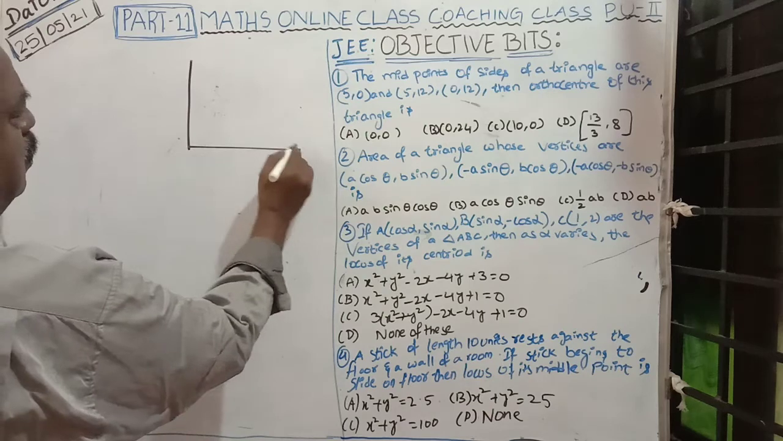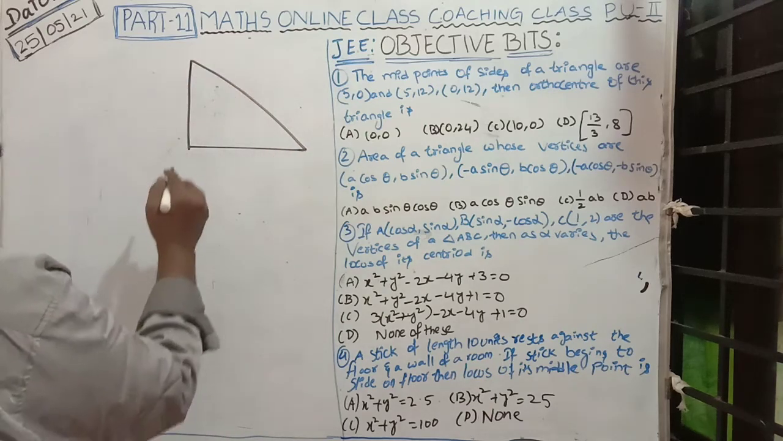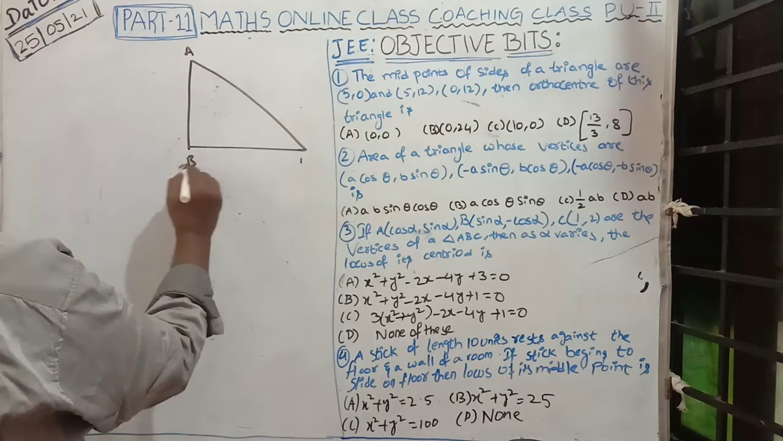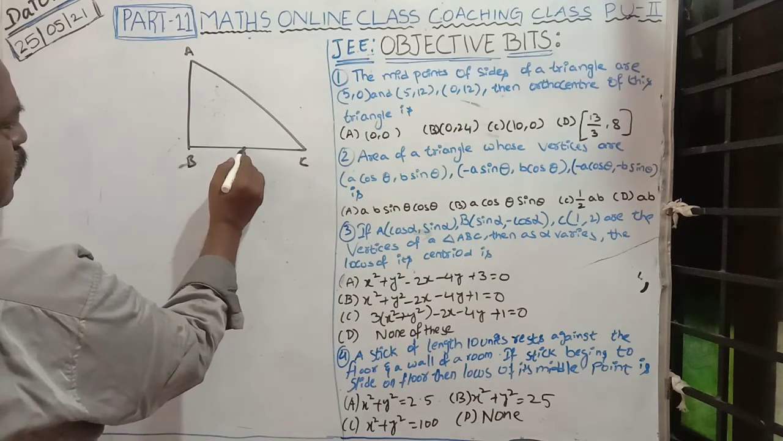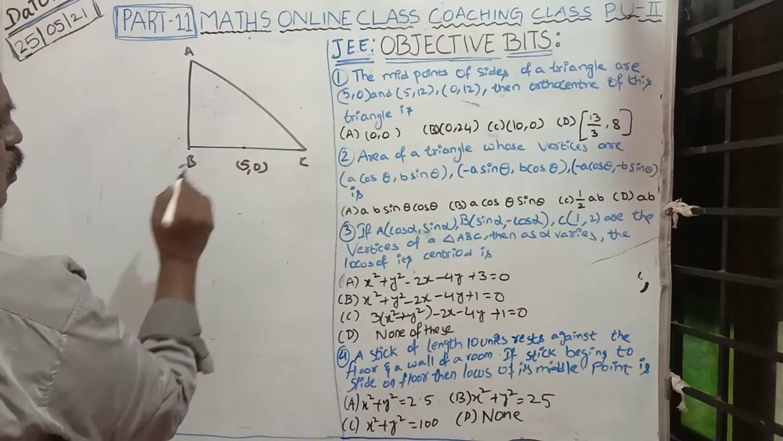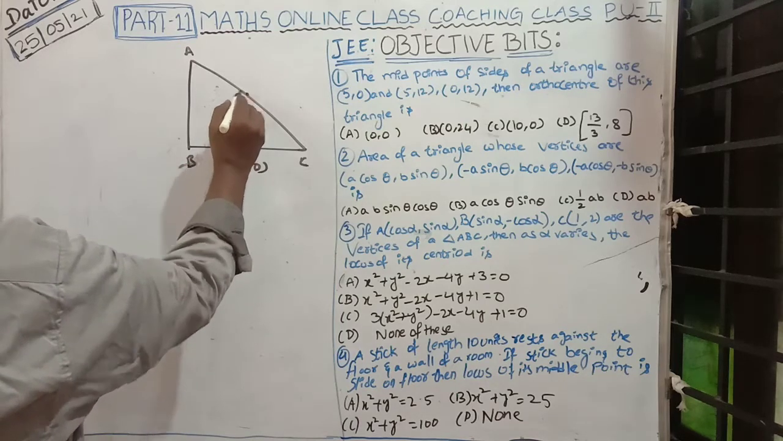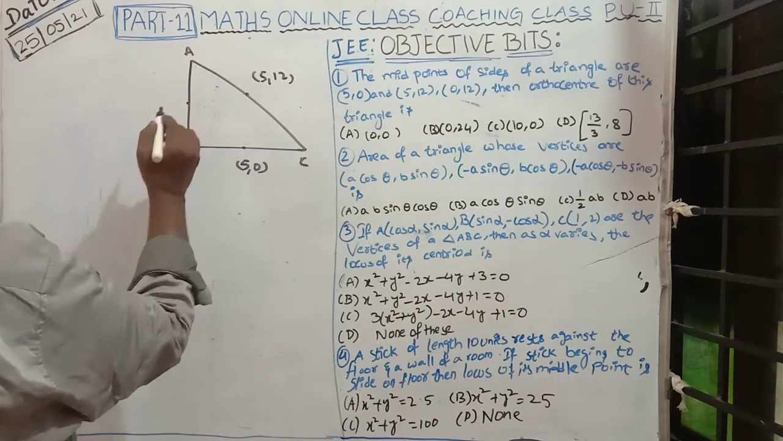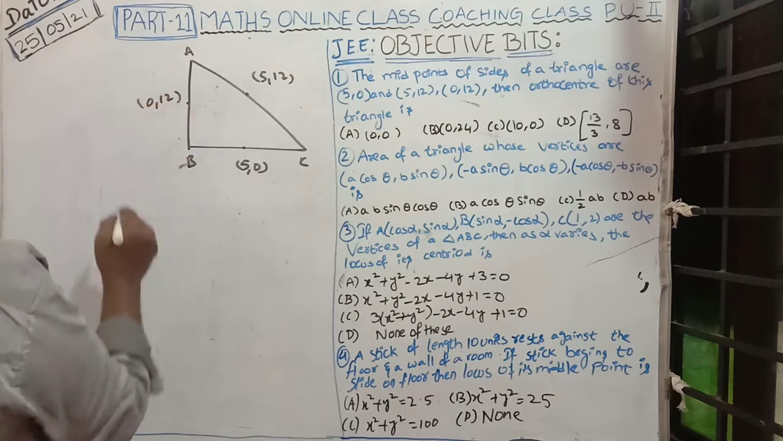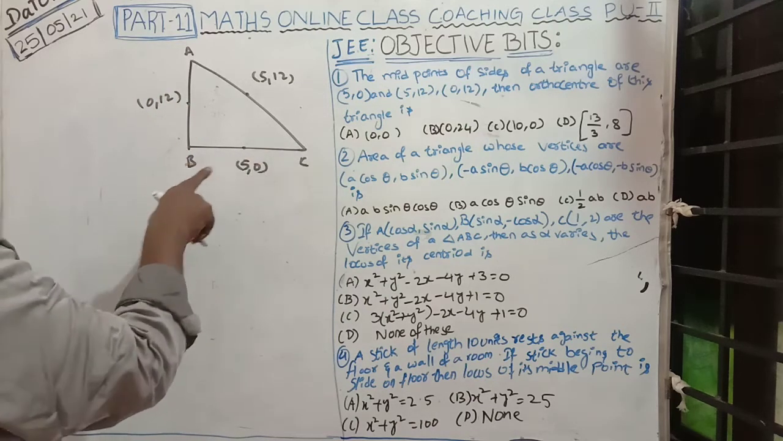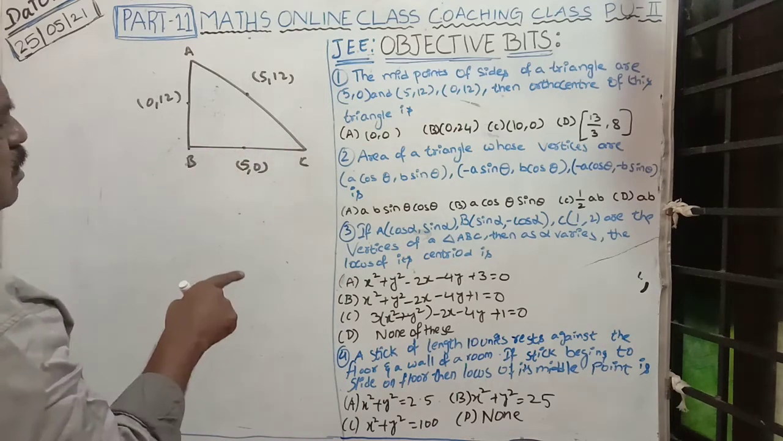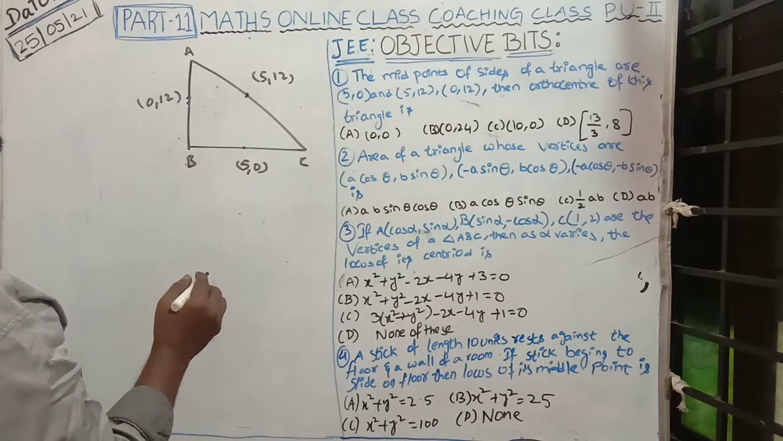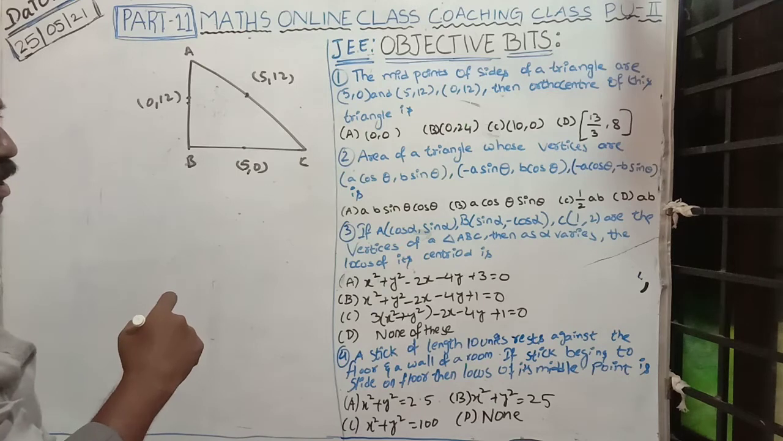Suppose it is a triangle, say A, B, C. The midpoint of BC is (5, 0), the midpoint of AC is (5, 12), and the midpoint of AB is (0, 12). Why am I taking it as horizontal? So the y coordinate is 0, so it may be taken as horizontal, and this one is vertical.